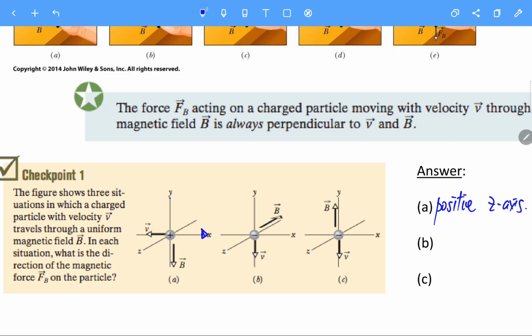So this side is the positive y axis, this one is positive x, and this one is positive z. So you can consider x axis cross the y axis will be the z axis. The coordinate system itself also follows the right hand rule.